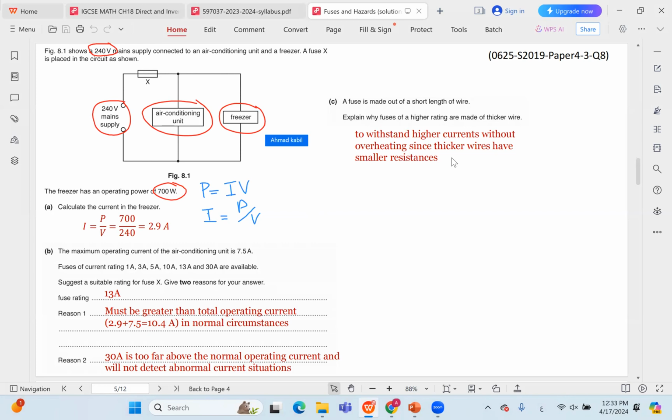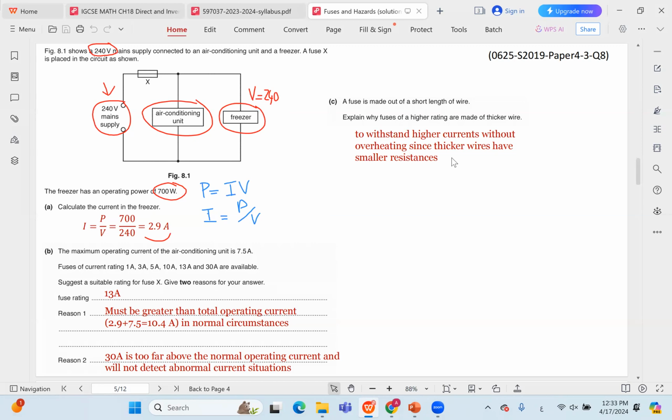The fuse does not really consume a significant amount of voltage that we would actually count in our calculations. So we just assume that it doesn't exist when we're considering the voltage. Therefore, the voltage across the freezer will also be 240, similar to the mains supply. So here we can just divide 700 by 240, and we get a current of 2.9 amperes.